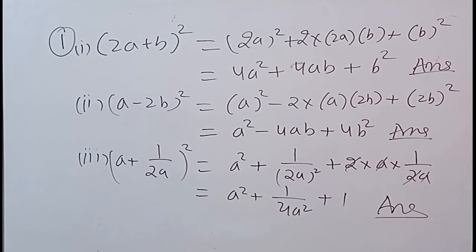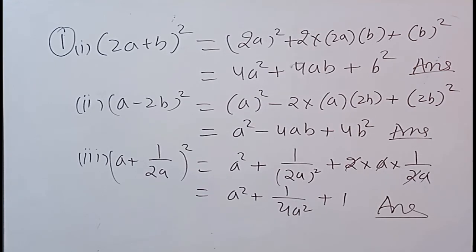Children, I am going to take exercise 12b, question number 1, first part. We have to find the square of (2a plus b) whole square. Use the formula a square plus 2ab plus b square. A is here 2a and b is here b. So write down (2a) whole square plus 2 into 2a into b plus b square. Solving it, (2a) whole square gives 4a square, plus 2 into 2a into b gives 4ab, and plus b square. So that is the answer of question number 1, first part.